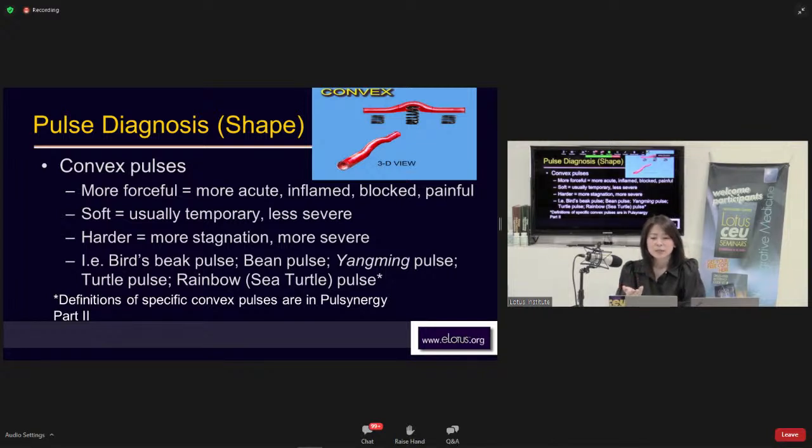But if you're feeling something that is hard, meaning you push down on it and it's still there and you cannot push it away, then that's when you should be a little bit more concerned because that means there's something solid. So he calls it the bean pulse, the turtle pulse, rainbow pulse, all that.